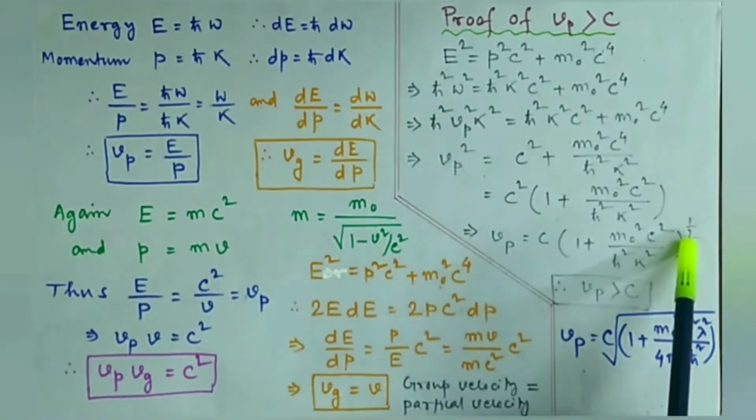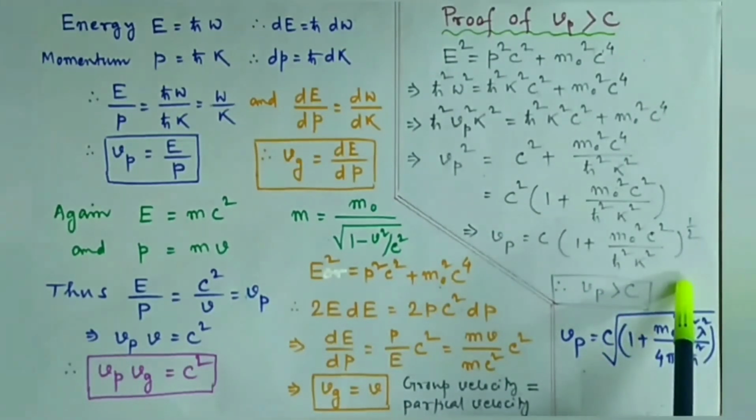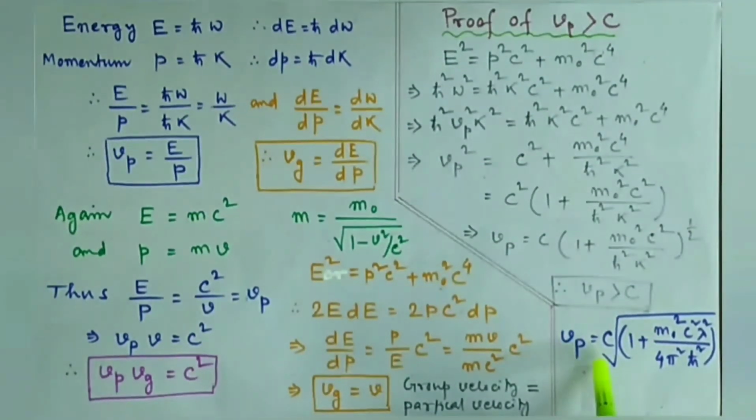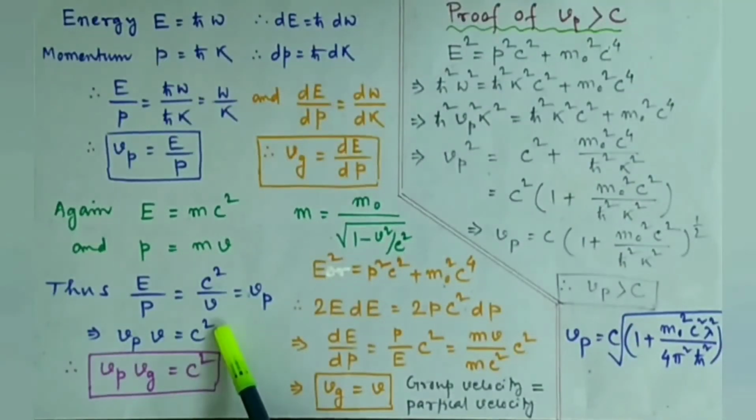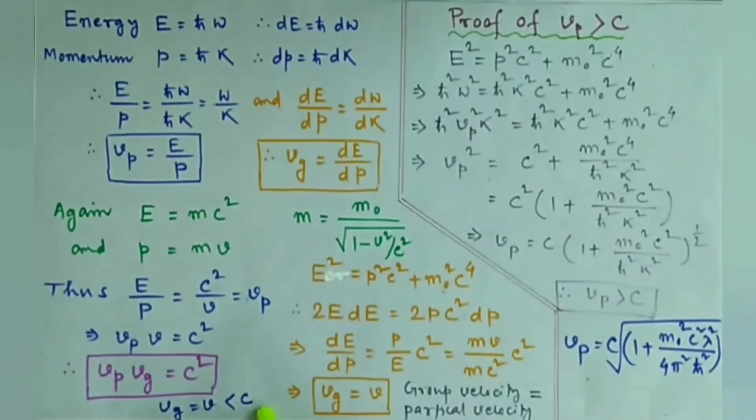From this expression, we see that Vp is greater than c. That means the phase velocity is greater than the velocity of light in the vacuum. Again, if we put the value of k, that is k equals 2 pi by lambda, we get the expression of phase velocity as Vp equals c root 1 plus m0 square c square lambda square by 4 pi square h cut square. Look at this expression. As the phase velocity is greater than c, the group velocity or the particle velocity is always less than the velocity of light in the vacuum. Thus it is again proved that no matter can travel faster than light.